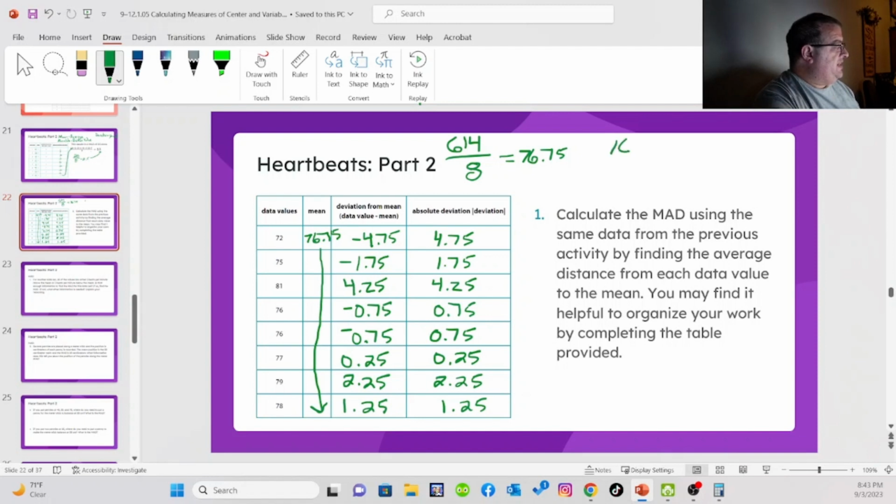So now I can take 16. I'm going to divide it by how many data points we had, which is 8. And 16 divided by 8 is 2. So our mean absolute deviation equals 2.